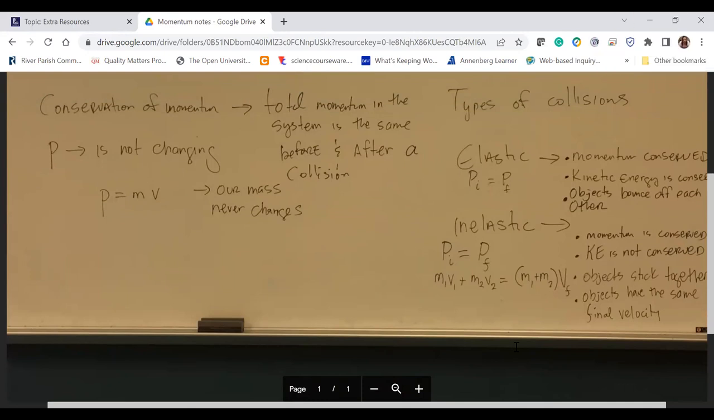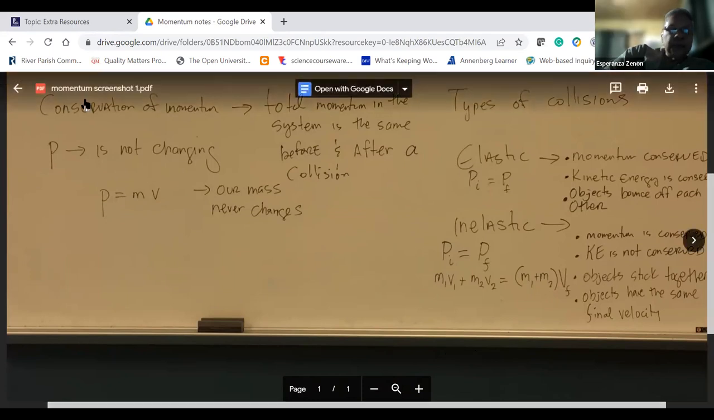Before the collision, you have two separate objects. After the collision, you have one big object because they're now stuck together.